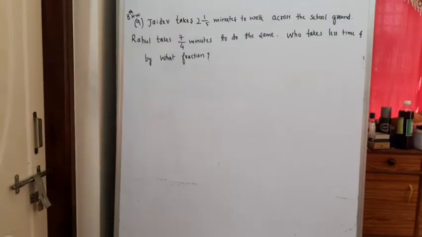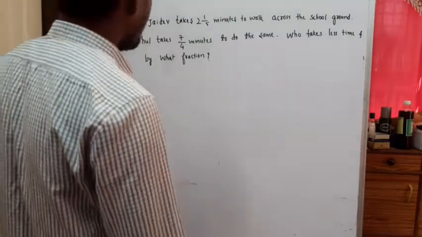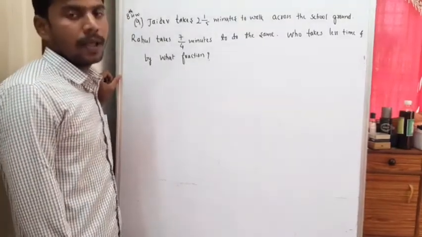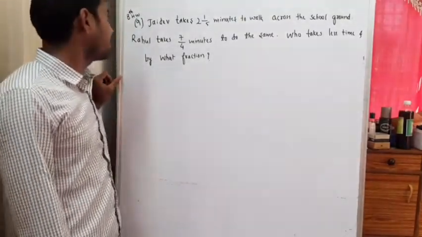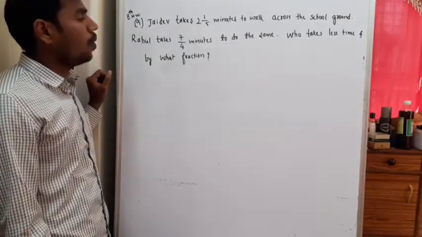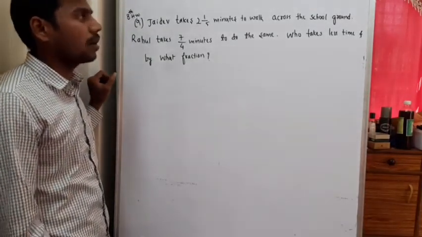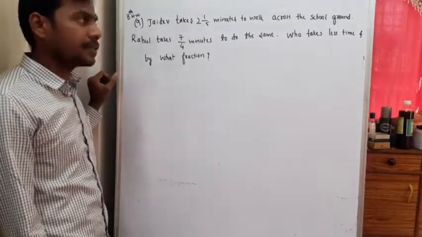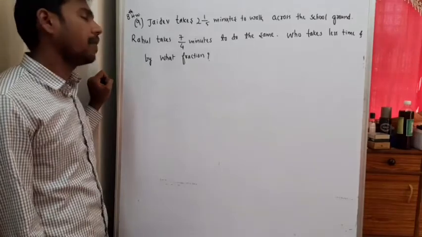Eighth is very much similar to the ninth question. Ninth is quite difficult compared to the eighth one. I am going to solve ninth for you. Eighth you are going to solve it. Next, see ninth question. Jaydev takes 1 by 5 minutes to walk across the school ground. Rahul takes 7 by 4 minutes to do the same. Who takes less time and by what fraction?